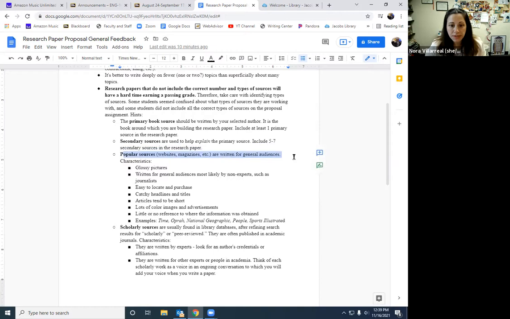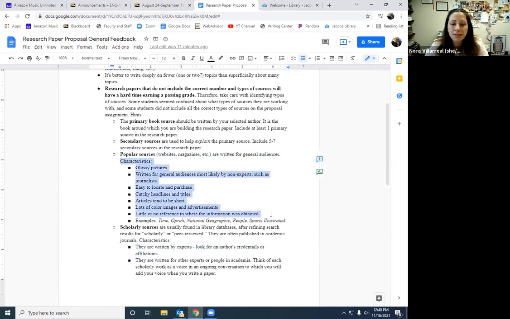Now, popular sources such as websites, magazines, and things like that can often be very highly credible, and they can be excellent sources. But keep in mind, just because something is super credible, it doesn't necessarily rise to the level of scholarly. So let's differentiate again for ourselves the difference between these two types of sources. So popular sources, the really big difference between the two types is that popular sources are written for a general audience and scholarly sources are written by experts for experts. So that's the big difference.